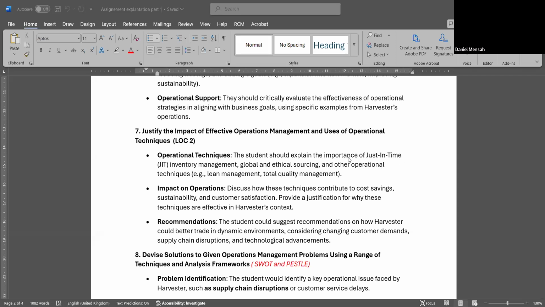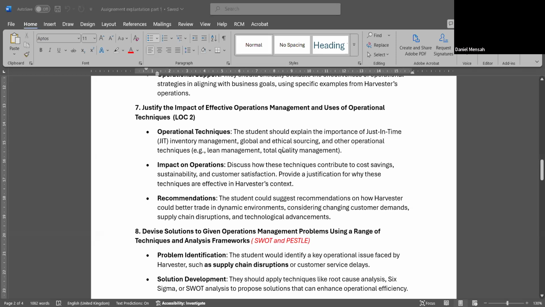So you are going to explain the importance of just in time operation management. You're going to explain the role and the importance of global and ethical sourcing in operation management. Then you are going to discuss the impact on operation, how these techniques contribute to cost saving, sustainability, customer satisfaction, etc. You need to link.